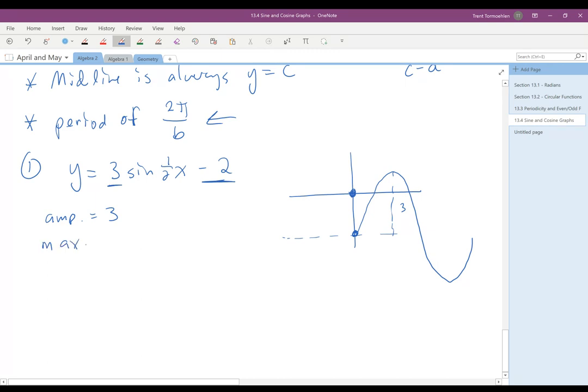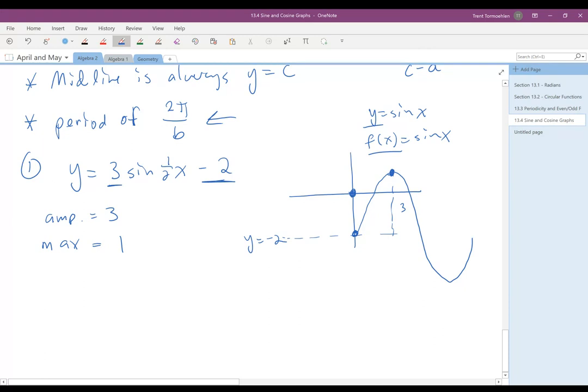Well, the max is going to be 1 because your midline was y equals -2. So you add 3 to that to get to this maximum point right here, which has a y value of 1. Remember, the y value is the function value, right? We know that if we have y equals sine of x, it's the same as f of x equals sine of x. And so this is what we're talking about when we're talking about the min and the max.